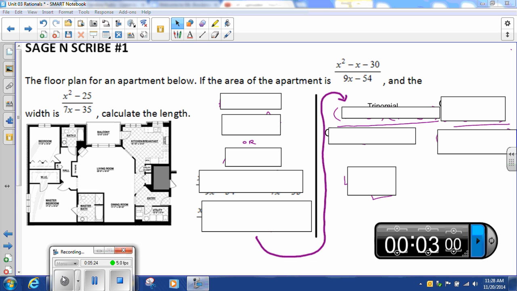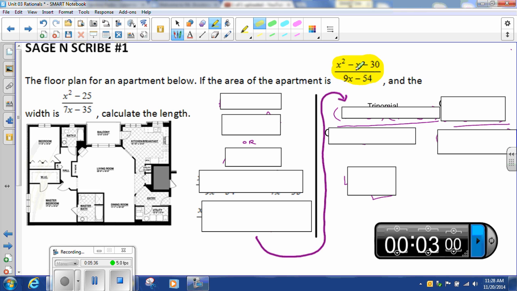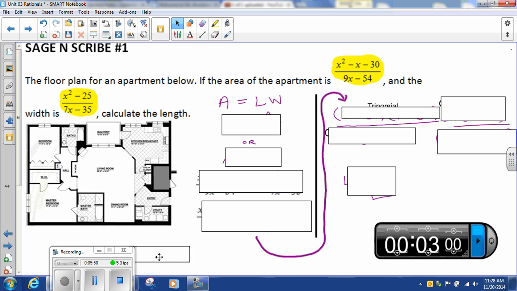The floor plan for an apartment is below. If the area of the apartment is this rational expression, and the width of the apartment is this rational expression, calculate the length. So again, this is an area problem, except instead of us trying to find the area, we know what the area is. We're trying to calculate the length.